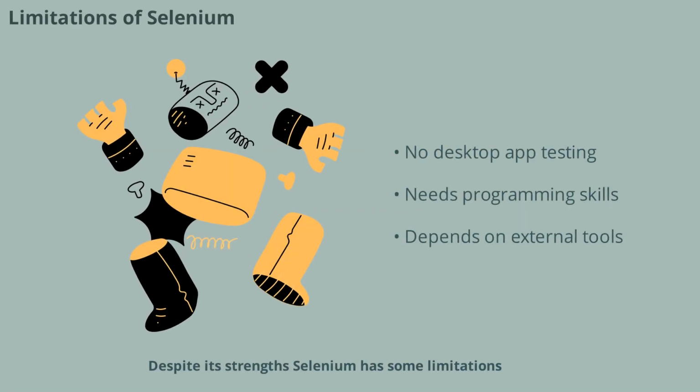Despite its strengths, Selenium has some limitations. It cannot test desktop applications or web services directly. Creating robust scripts with Selenium WebDriver requires programming knowledge, which can be a barrier for some users. Additionally, Selenium often relies on external libraries and tools for tasks like logging, testing frameworks, and reading external files. Understanding these limitations helps you plan your automation strategy more effectively.